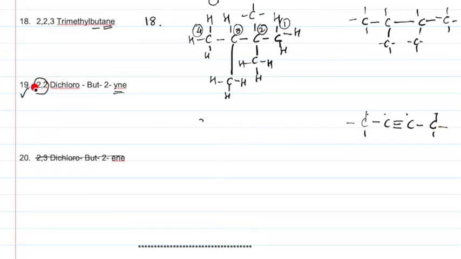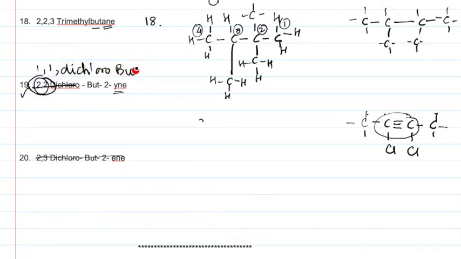Here the question is saying 2,2 dichloro. So if I put chlorine here and chlorine here, what does this carbon have? This carbon will have 1, 2, 3, 4, 5 valencies, and this carbon also 1, 2, 3, 4, 5 valencies. So you can see that because of this 2,2, there is an error. So here, let us change this to 1,1 dichloro. Okay, but-2-yne. If you change it to this, then it becomes easier.